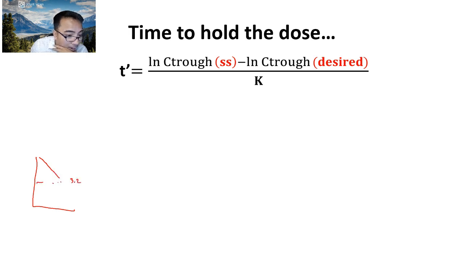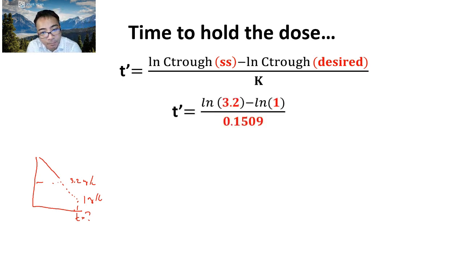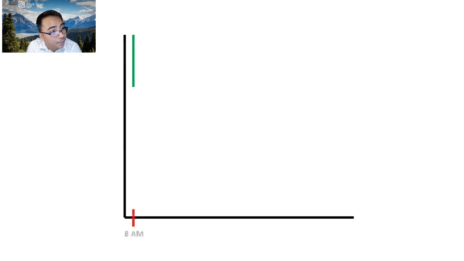3.2. Ang kailangan nating C-mean is nasa 1 milligram per liter. Right? So, ang tanong lang naman dyan is, yung time na to, gano'n tayo katagal mag-aantay before we give the next adjusted dose. Just simply 3.2 minus 1, minus ln1. 3.2 is the actual. Minus 1 divided by k, which is 0.1509. Na-compute natin actual k. And then, class, ang waiting time natin will be approximately 8 hours. Okay? So, if this is the first dose natin, 8 a.m., second dose, 4 p.m.